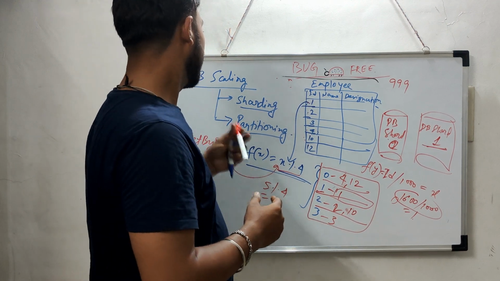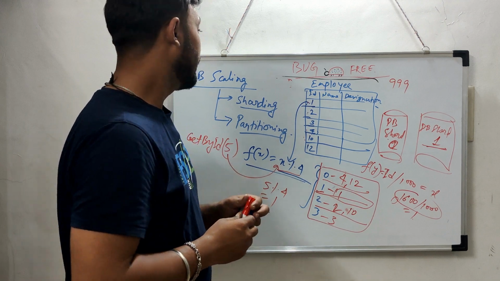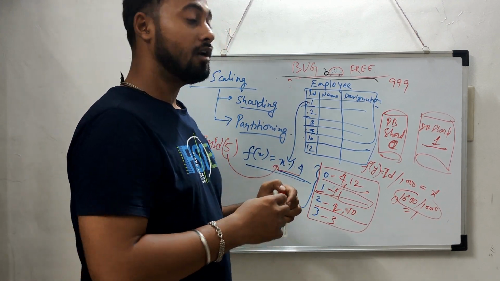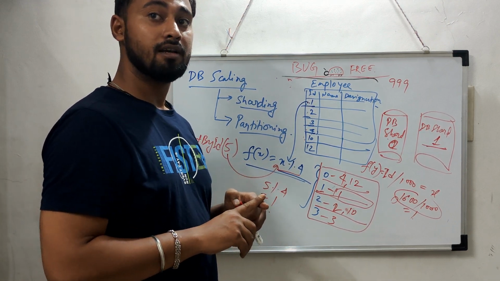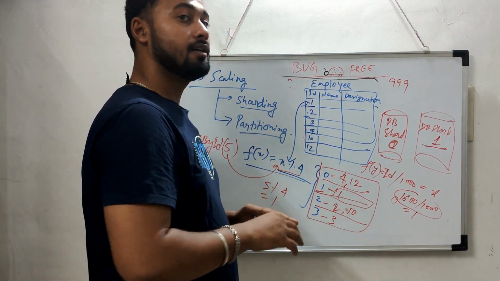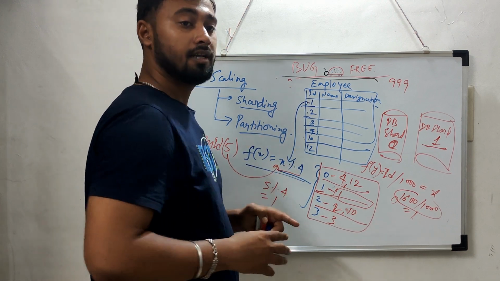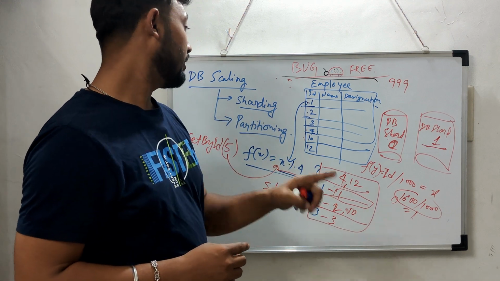This is all about DB scaling, sharding and partitioning. Don't forget that sharding happens when there are different databases or different database servers, and partitioning happens only when there is a single database. Same database, same tables are there, and within the tables we are having the differentiation. So this is all about database sharding and partitioning.